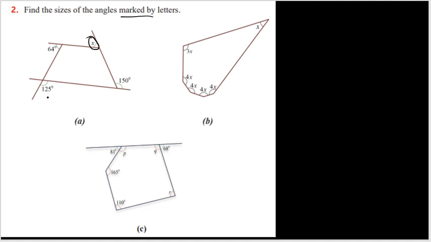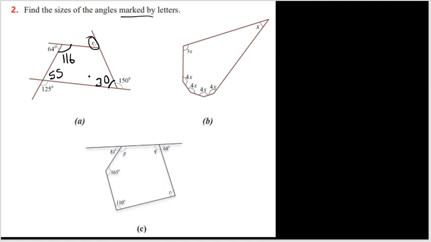So from 180, when we subtract 125, it will be 55. Again, the same thing here. When you subtract 64 from 180, because this is a straight angle again, it's going to be 116. And again here, the same thing. It must be 30 degrees.